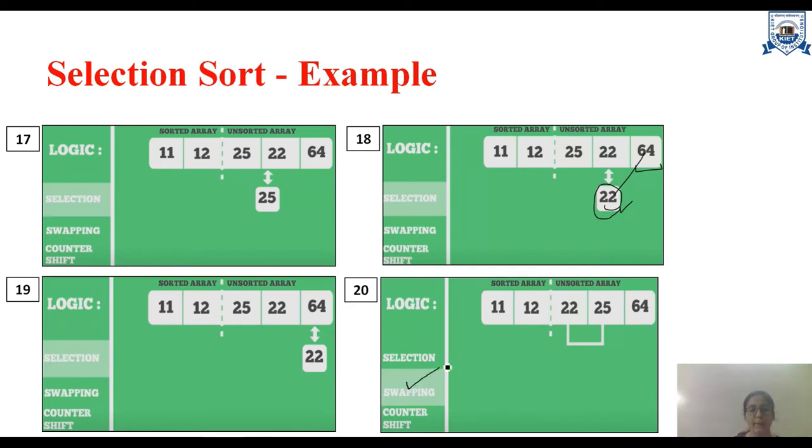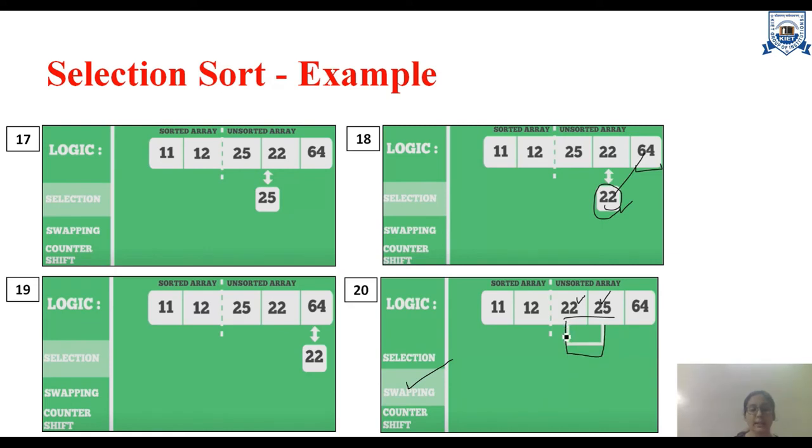In case of swapping, we simply swap the value that is present at the first position or the beginning of the unsorted list, that is 25, with the element 22, because 22 moves to the position of 25 and 25 moves to the position of element 22.